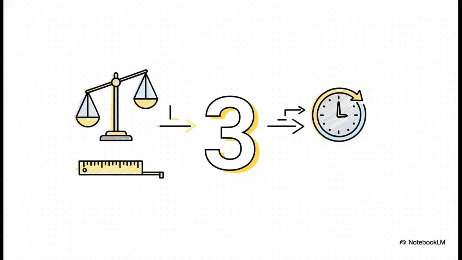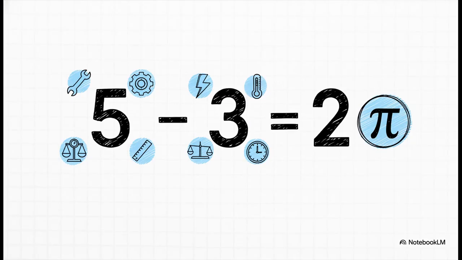Now that brings us to step 3. We identify the fundamental dimensions involved. Every single one of our variables is just some combination of mass, length, and time. That's it. So our dimension count, which we call r, is 3. And this is where the magic really happens.